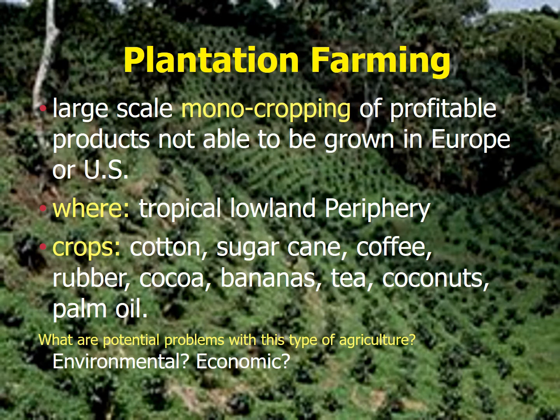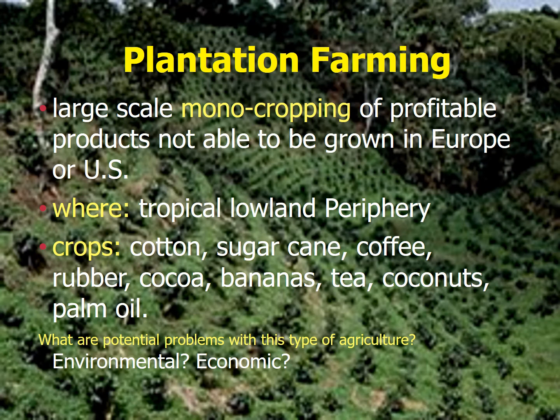Let's first talk about plantation agriculture. This is large-scale monocropping, meaning they're growing one thing of profitable products not able to be grown in Europe or the US. So these are things like coffee, sugarcane, bananas, tea, coconuts, palm oil, rubber. Either we just don't have the climate in Europe or America, or we can't grow it very well. And it utilizes cheap labor, of course, because it's going to be in a less developed country. And it also works on a very large scale.